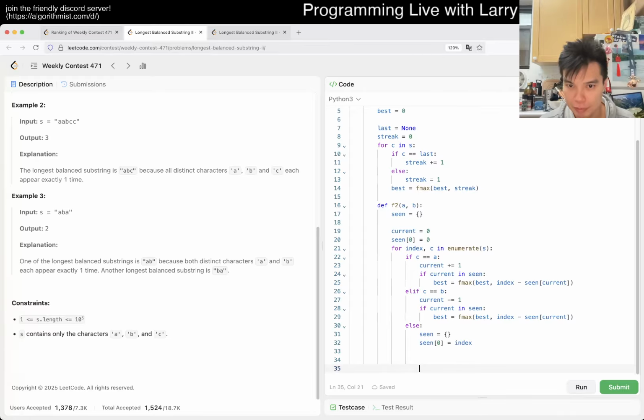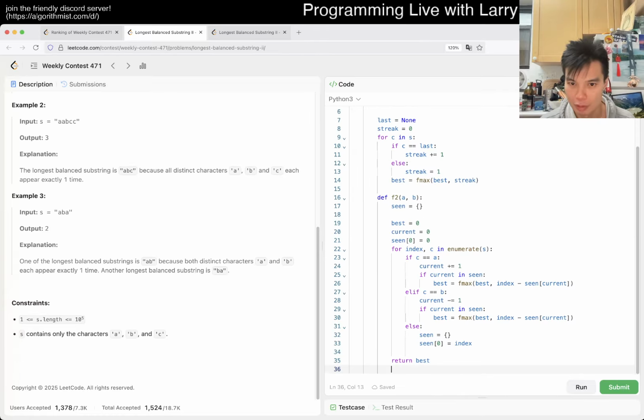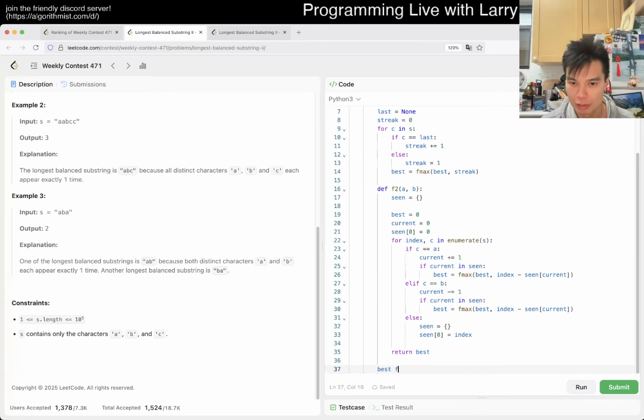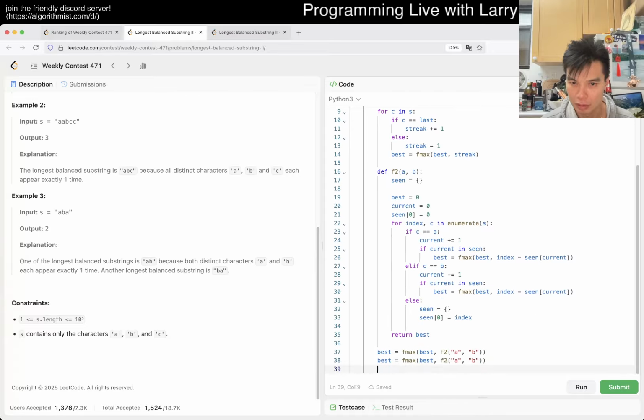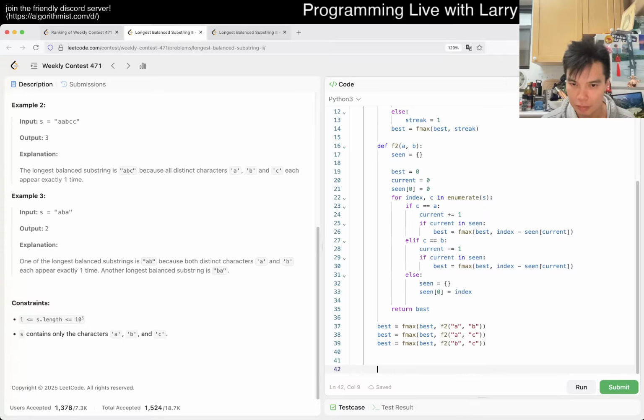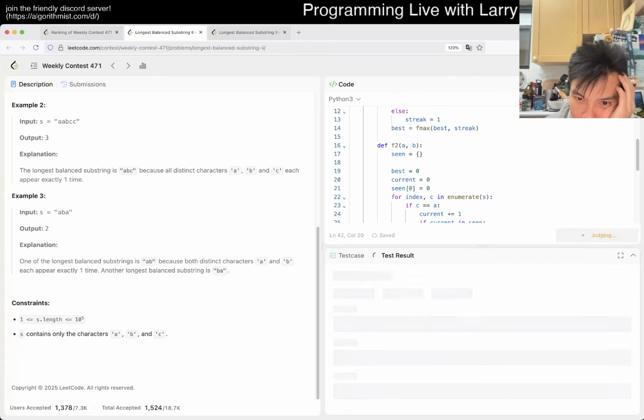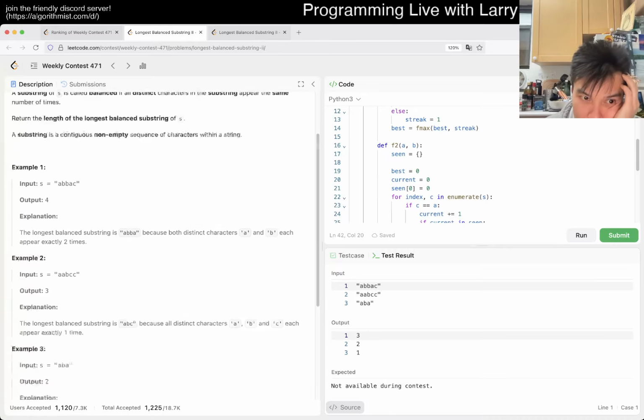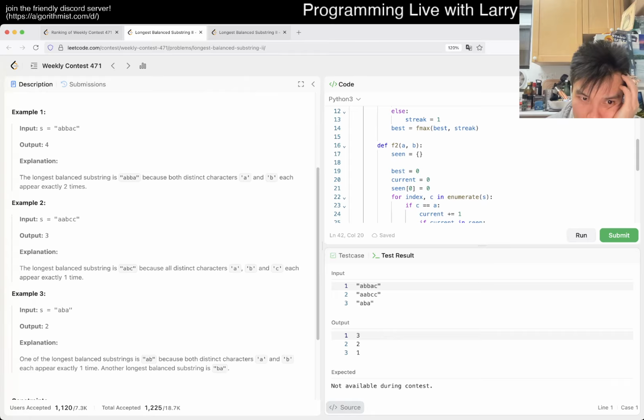Okay. Okay, fine. Then best is equal to... okay. How do I do the 3 case though? It always has to have all 3. Okay, I mean this is good.